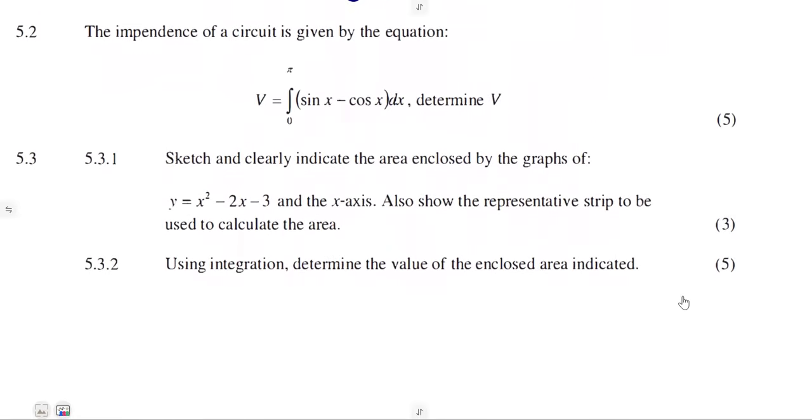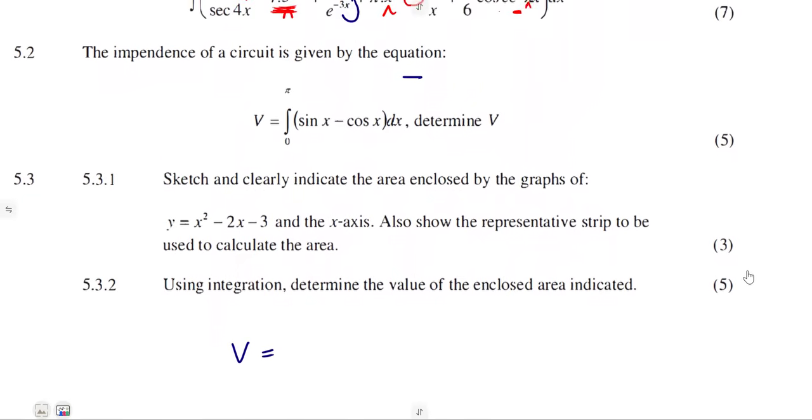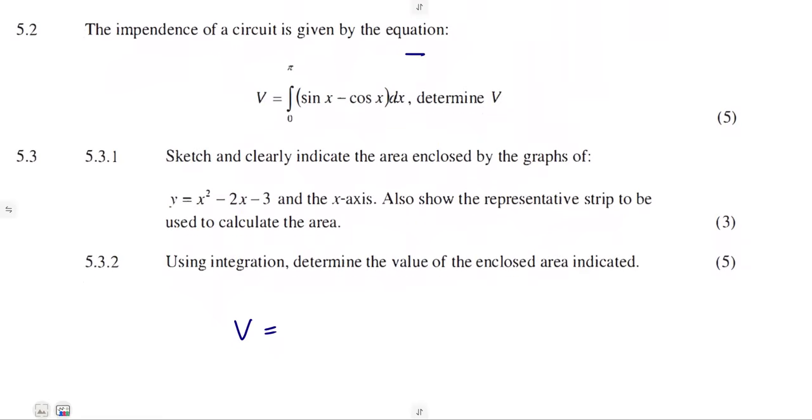The impedance of a circuit on question 5.2 is given by this equation. So that is V, the impedance of a circuit. They wanted to say the voltage. This is no longer impedance. The integral of this is V, isn't it? They're supposed to say Z. Anyways, let's just write, guys, the way that you're given. So that was pi over 2, not pi. I don't know what happened when I was putting this on the board, but it was pi over 2 there.